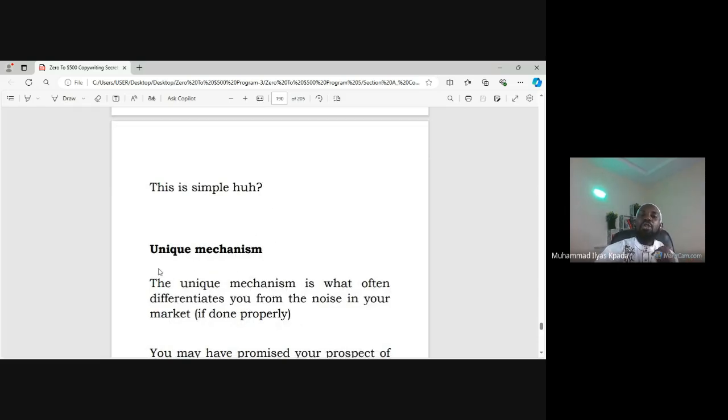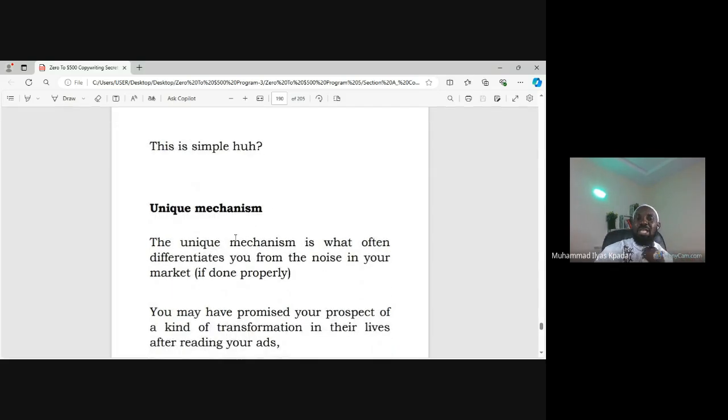Now, the next thing is unique mechanism, right? The unique mechanism is what often differentiates you from the noise in your market. There's what we call unique selling proposition and unique mechanism. They are different. Unique selling proposition is what distinguishes you from your competitor. It may be something that even your competitors are doing, but they are not telling anyone, right?